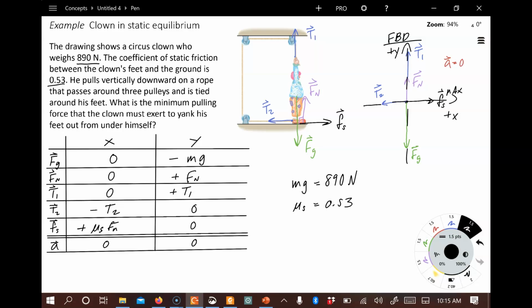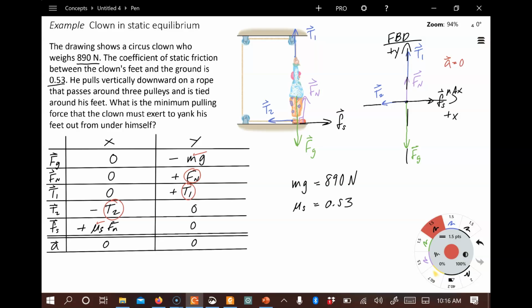There's a few things we still don't know. So we can say, okay, good, I know both of those, that whole number. What don't we know still? We don't know what the normal force is or what T1 or T2 are. We're going to get these by applying Newton's second law.